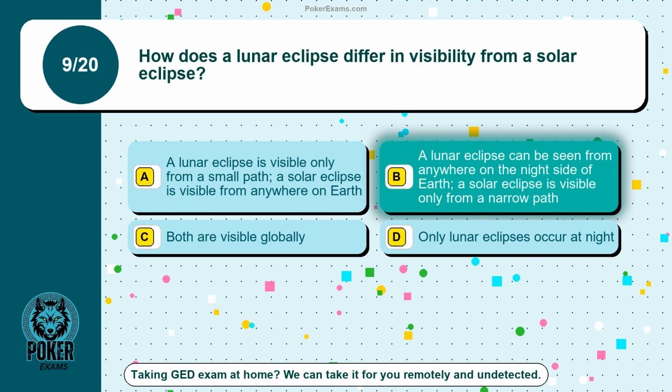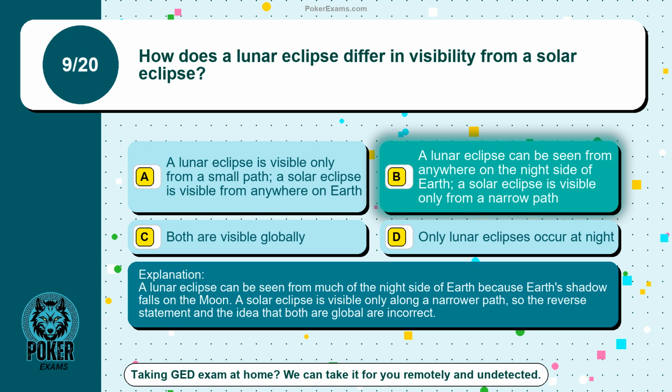The correct answer is option B. A lunar eclipse can be seen from anywhere on the night side of Earth, a solar eclipse is visible only from a narrow path. A lunar eclipse can be seen from much of the night side of Earth because Earth's shadow falls on the Moon. A solar eclipse is visible only along a narrower path, so the reverse statement and the idea that both are global are incorrect.